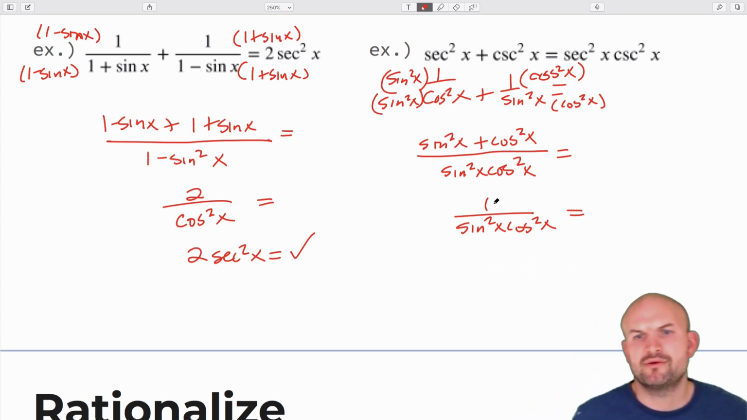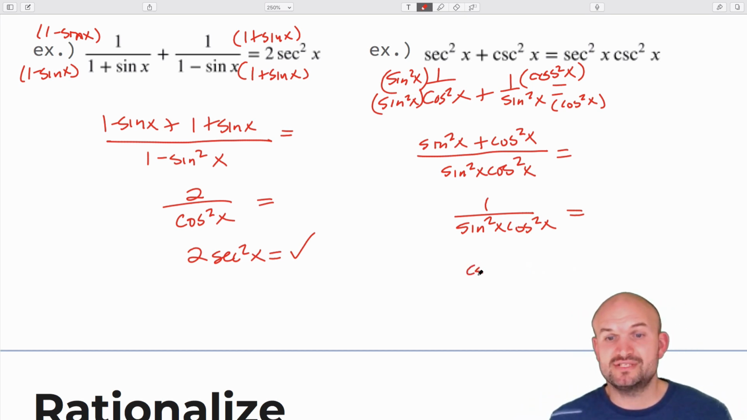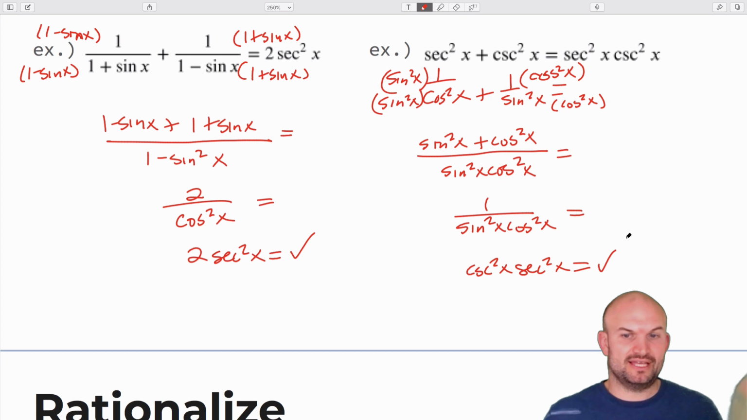Let's actually do this the right way. 1 over sine squared is cosecant squared of x, and 1 over cosine squared is secant squared of x. But it's important that you can still verify this, saying that is equal to that, because it's a commuted product. It doesn't matter what order you're multiplying things in.